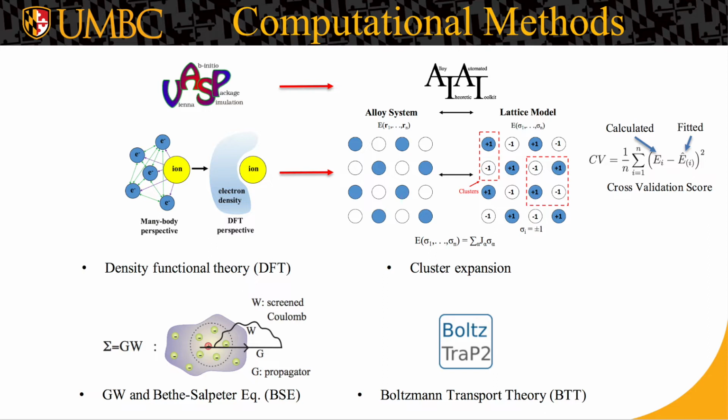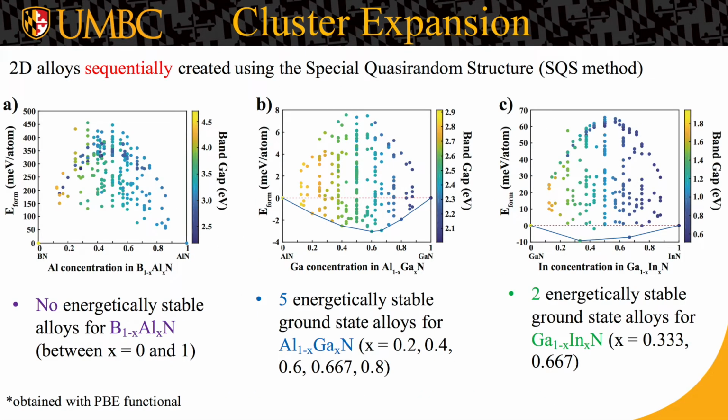For the calculation of optical properties, we use many-body perturbation methods, such as the GW approximation and the Bethe-Salpeter equation. For electronic transport calculations, we use Boltzmann transport theory with the constant relaxation time approximation. We considered sequential alloying, going down the periodic table, to minimize lattice mismatch, and these structures were created using the special quasi-random structure method.